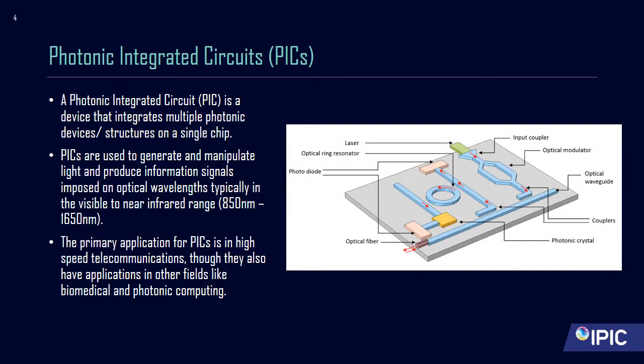A photonic integrated circuit, or PIC, is a device that integrates multiple photonic devices or structures on a single chip. PICs are used to generate and to manipulate light and produce information signals imposed on optical wavelengths typically in the visible to near infrared range. The primary application for PICs is in high-speed telecommunications, though they also have applications in other fields like biomedical and photonic computing.